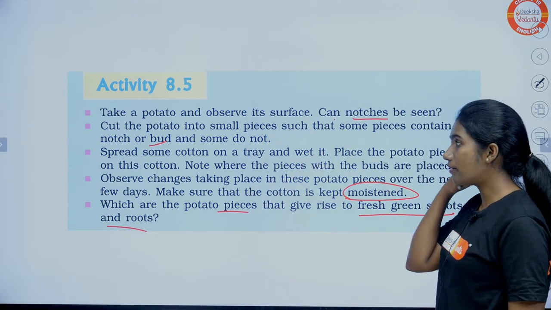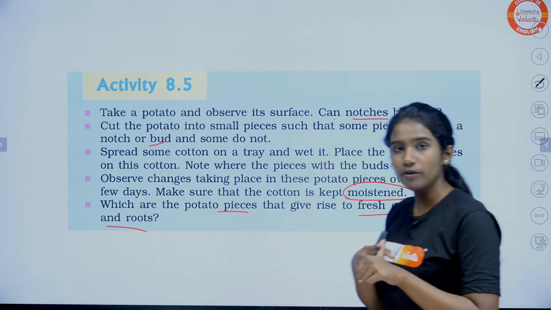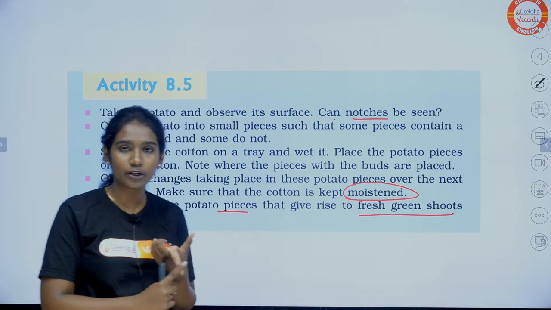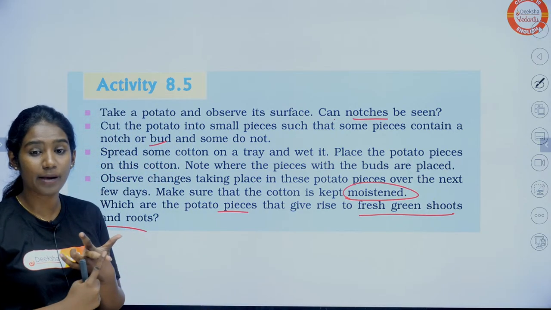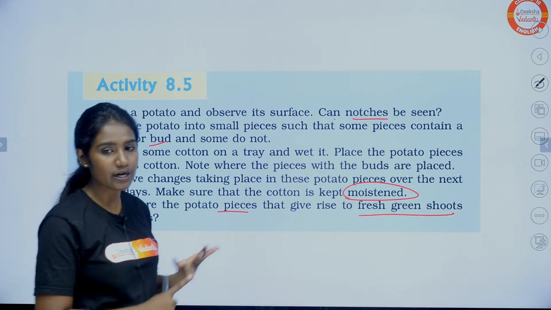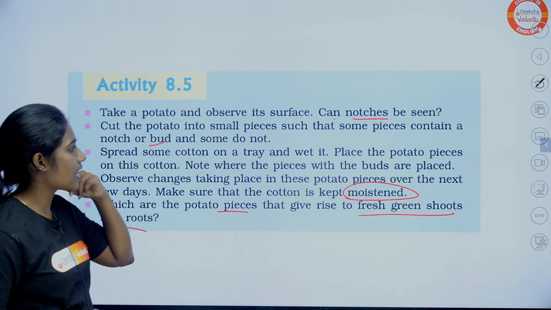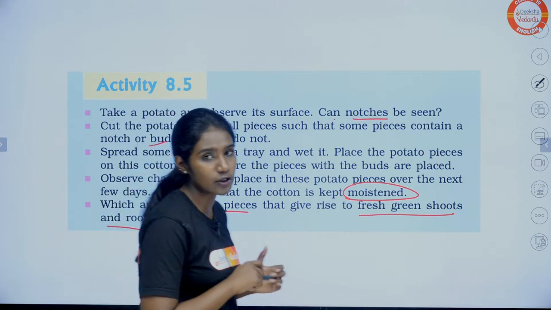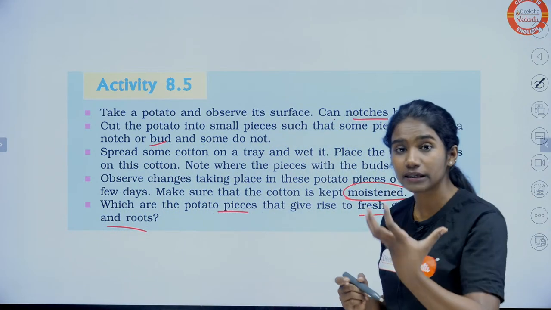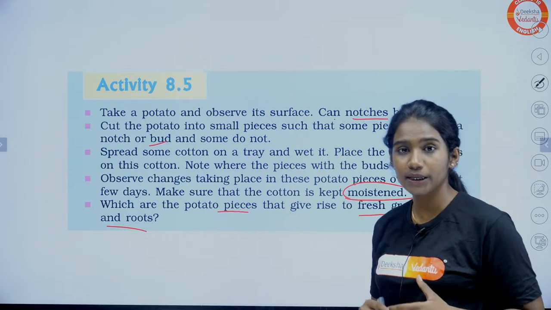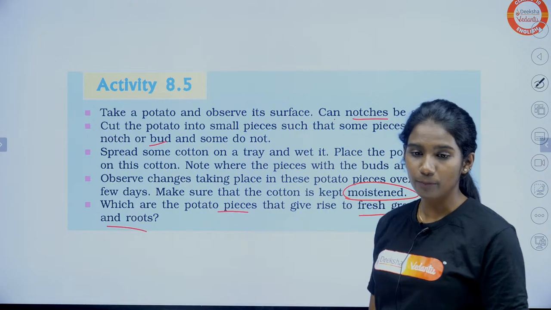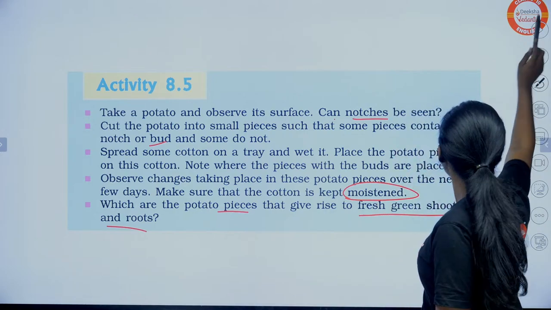So now, what are we talking about? Till now, the first one we spoke about was budding, the second activity was about spore formation, the third one was binary fission, and the fourth one was fragmentation. Now, the potato is an example of which type of asexual reproduction? Asexual reproduction seen in plants is vegetative propagation. So here we are talking about vegetative propagation.